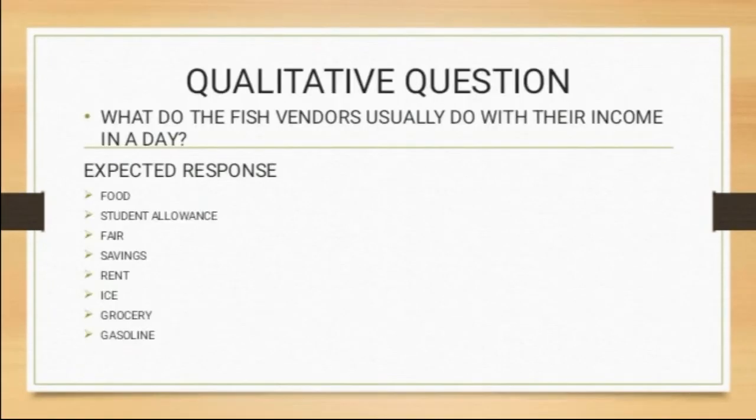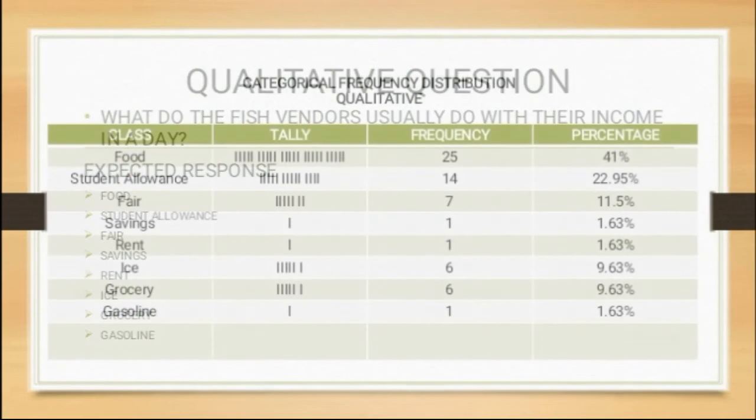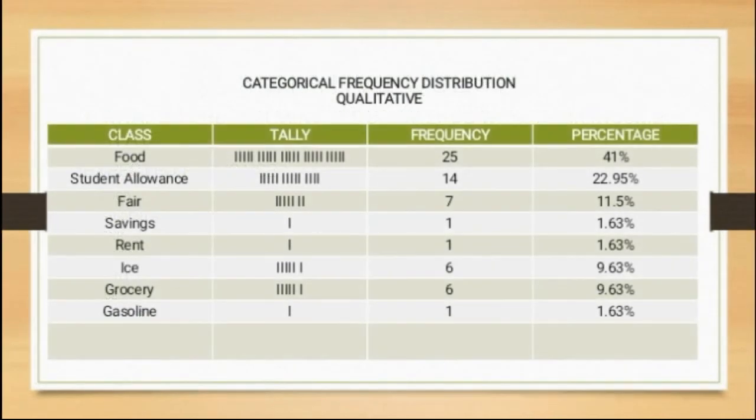Here is the qualitative table of what fish vendors usually do with their income in a day. The classes here are food, student allowance, fare, savings, rent, ice, grocery, and gasoline. The food has a tally of 25, the student allowance a tally of 14, the fare a tally of 7, the savings a tally of 1, the rent a tally of 1, the ice a tally of 6, the grocery a tally of 6, and the gasoline a tally of 1.